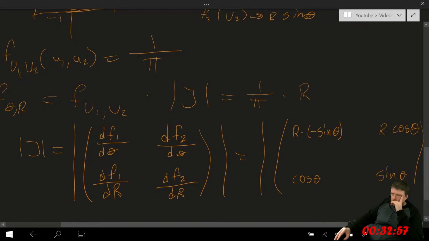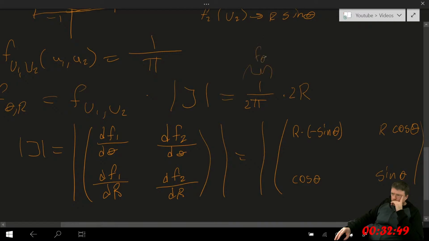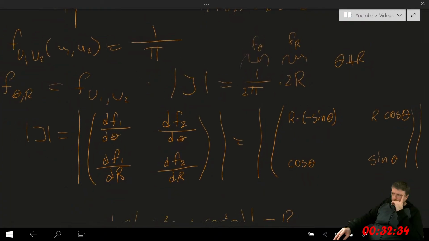Now, we can write this in a different way. We can write this as 1 over 2 pi multiplied by 2r. Nothing has changed. Then we can say that this is the density of theta, and this is the density of r. Then we have that theta and r are independent, since the joint density is split up into a product of their marginal densities. Okay, this is very important, that theta and r are independent.